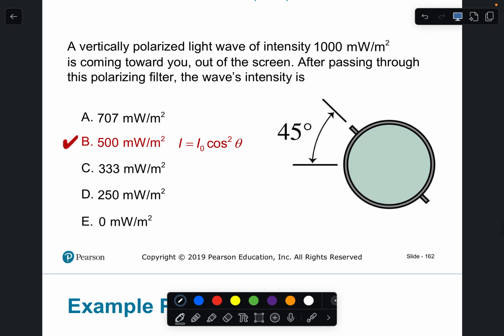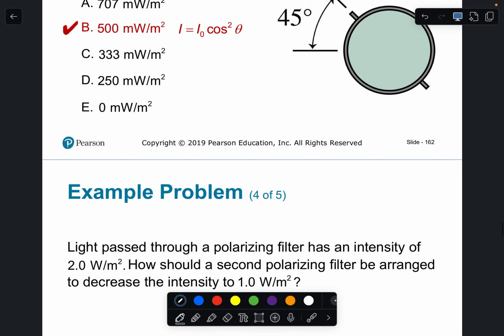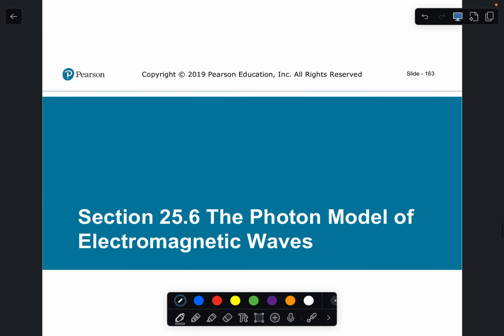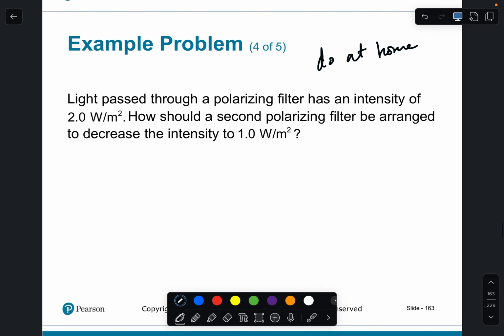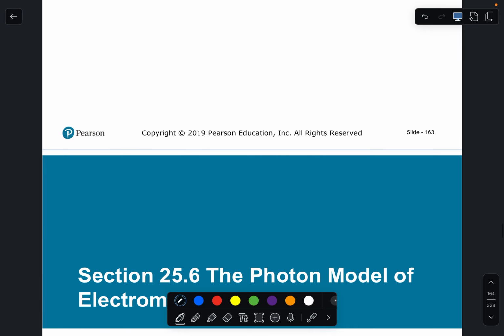Things are slowing down, right? As you can tell, we had a peak with the electric fields and the magnetic fields. I think people are liking a little more conceptual. And now we're getting real easy. So do this one at home so you can finish this lecture.